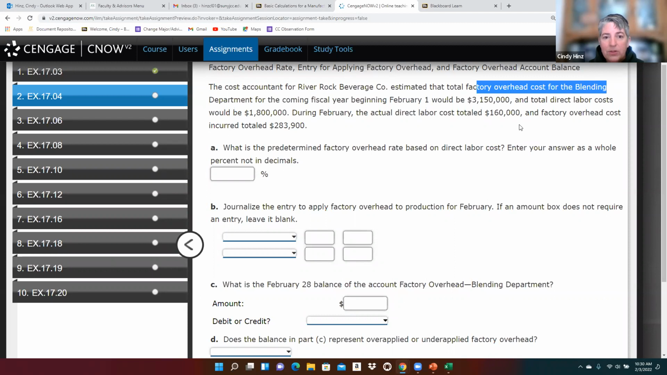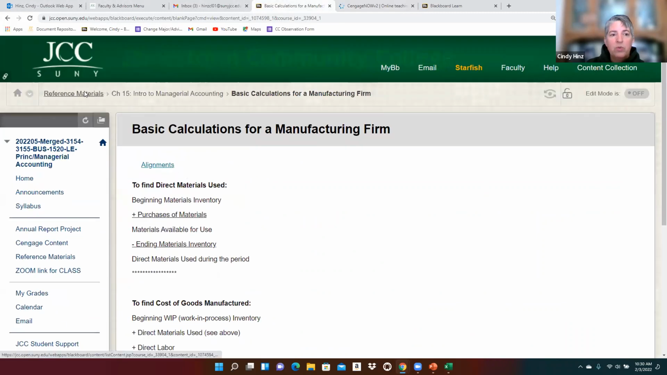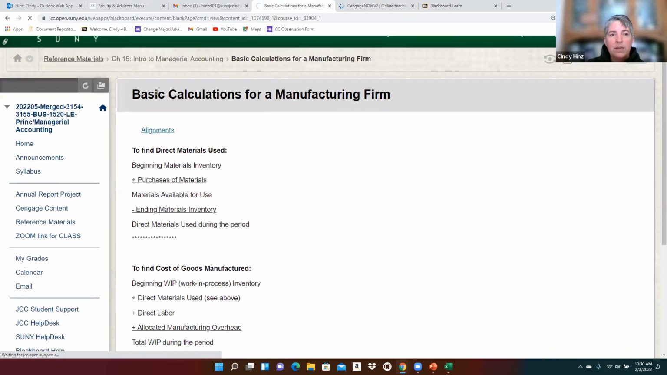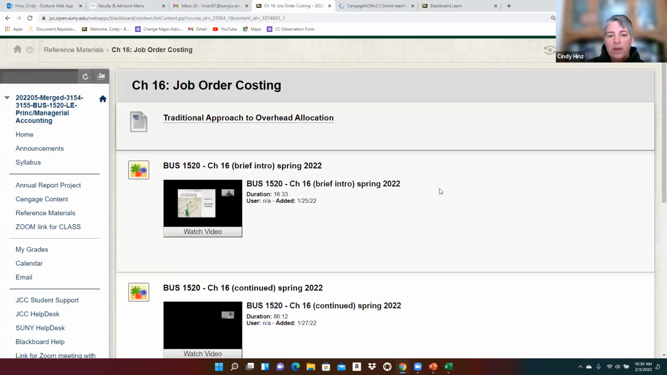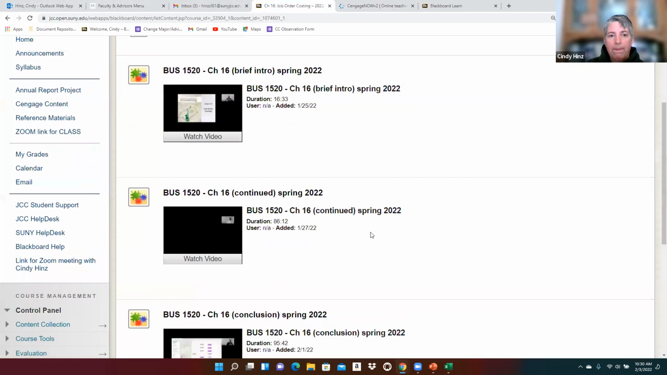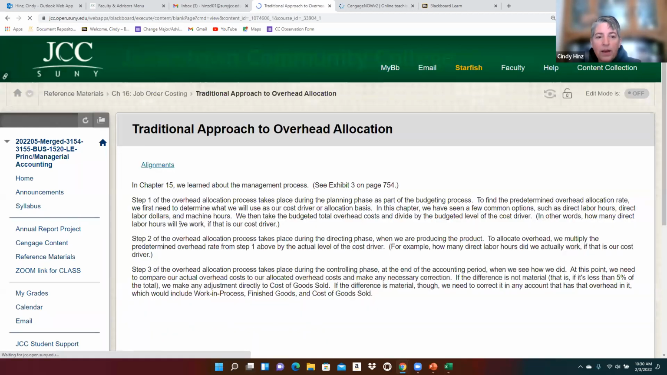Letter A asks us, what is the predetermined factory overhead rate based on direct labor cost? So if you think back, if I were to go to Blackboard, I could just remind you where this is. In the chapter 16 reference materials folder, we have a page. Oh, I moved it up to the top. Traditional approach to overhead allocation. And what we are doing in this exercise is walking through each one of these 3 steps. So we're doing step 1 first.